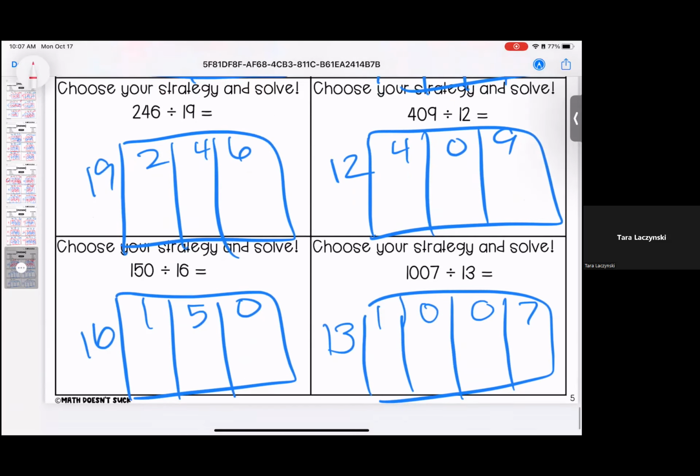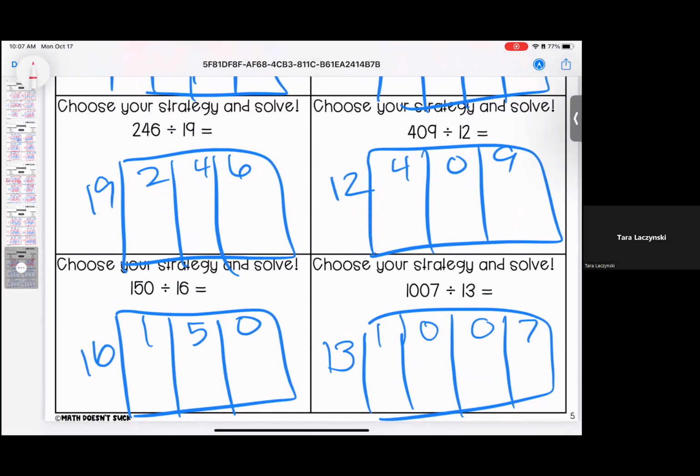All right, 19 into 246. Here we go. 19 does not go into 2, but it does go into 24 one time. When I subtract, I get 5. It's going to go in another 2 times because 19 times 2 gives me 38. I know that sounds big, but when I subtract, I'm left with 18, which is smaller than 19 by 1. My answer is 12, remainder 18.